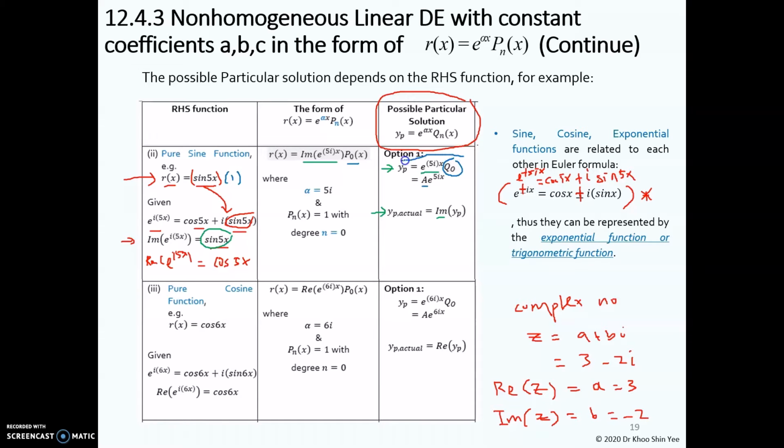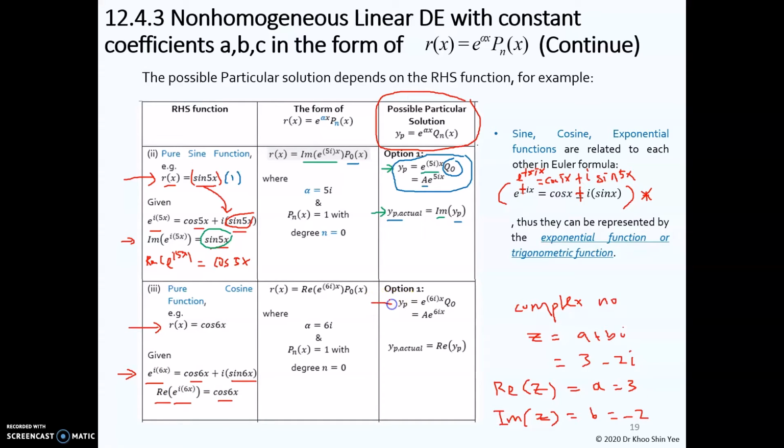So we can propose yp equal to A e to the power of i phi x, and the actual yp is equal to the imaginary part of it. Similarly, if the right-hand side is equal to a cosine function, then by using the Euler formula, where the exponential i6x is equal to cos 6x plus i sin 6x, you see that cos 6x is the real part of the exponential i6x.